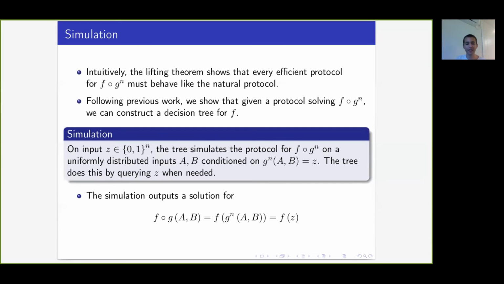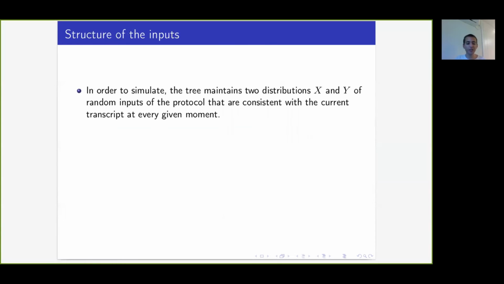At the end of the simulation, the tree returns the answer of the simulated protocol. Assuming the protocol returns the right answer, then this is an answer for f composed with G of A and B. This is equivalent by definition to f of G of A and B. And by definition of the simulation, G of A and B is equal to Z. Thus, the tree gives the correct answer to f of Z, as we wanted. In order to simulate the protocol, the tree maintains two distributions of the inputs, x and y. As the tree simulates the protocol, it preserves that x and y are consistent with the current transcript at every given moment.